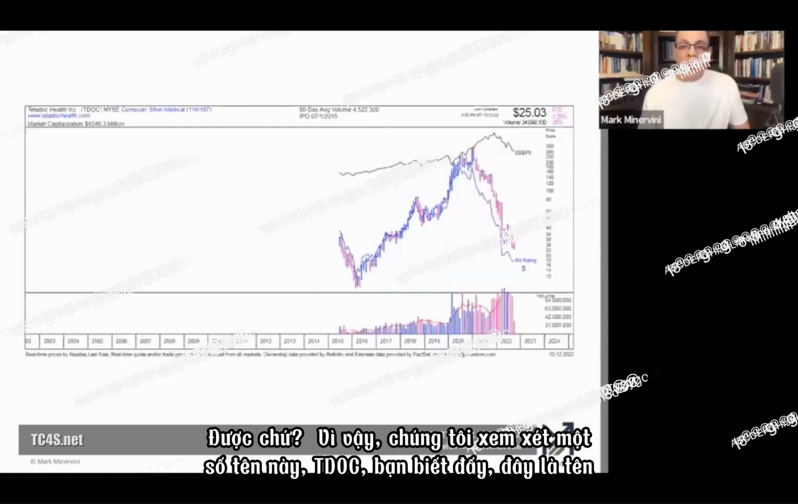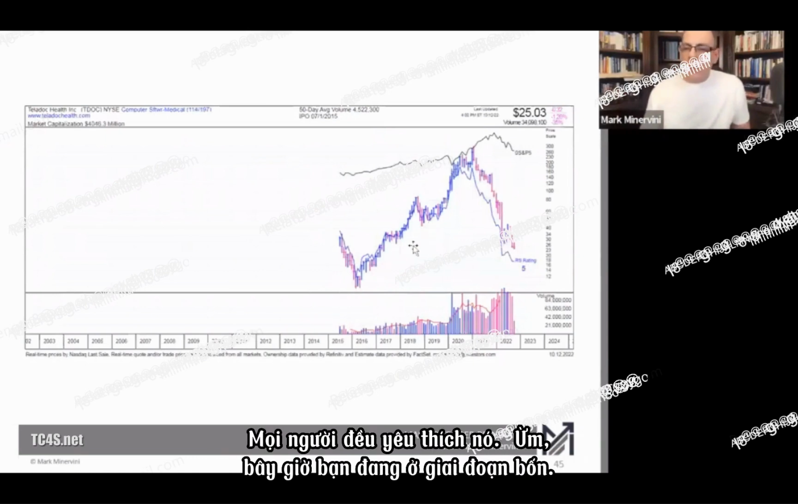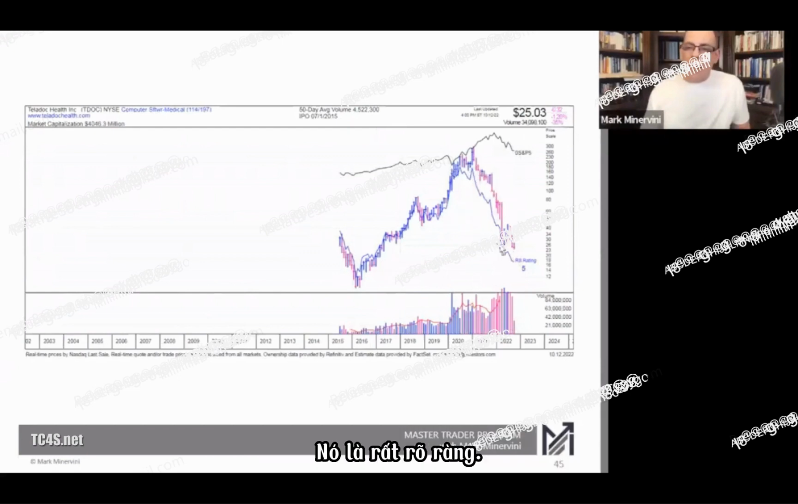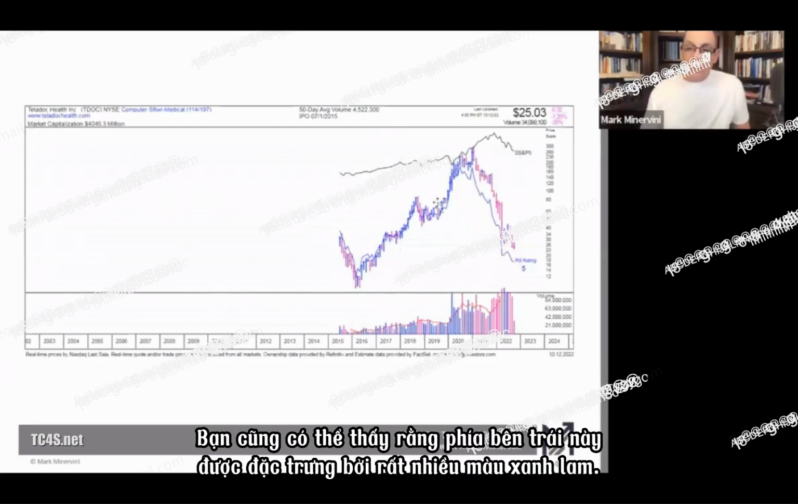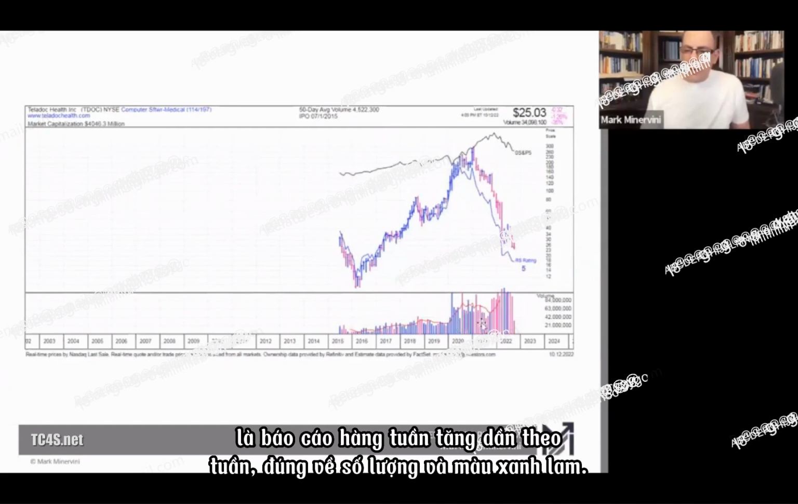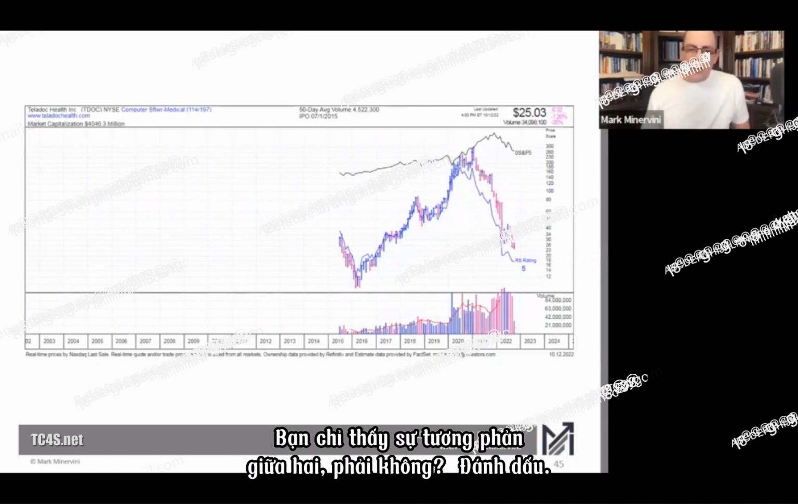All right. So we take a look at some of these names. TDOC, this was one that was a leader, made a big move. Everybody loved it. Now you're in stage 4. You don't need moving averages. You don't need anything to see this. It's very obvious. You can also see that this left side is characterized by lots of blue. Those are up weeks, and this is a weekly chart, up weeks on volume in blue. And then look at all the red volume, the red bars. That's all down. You just see the contrast between the two, right?